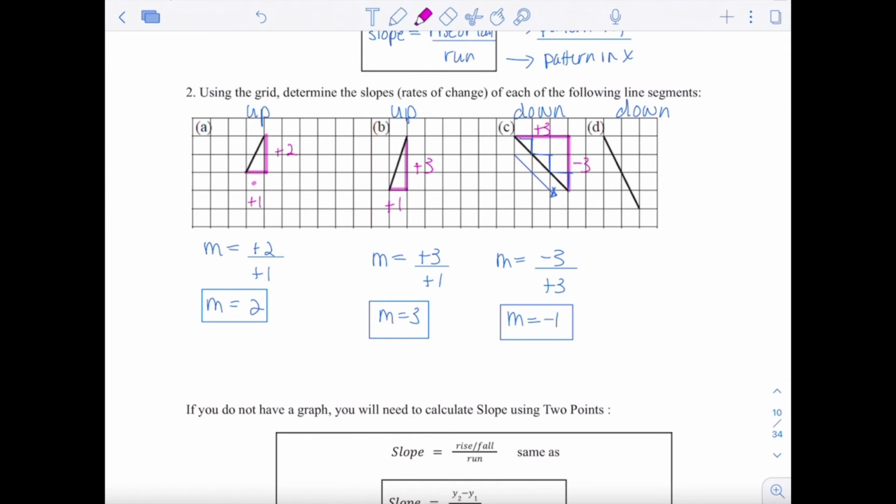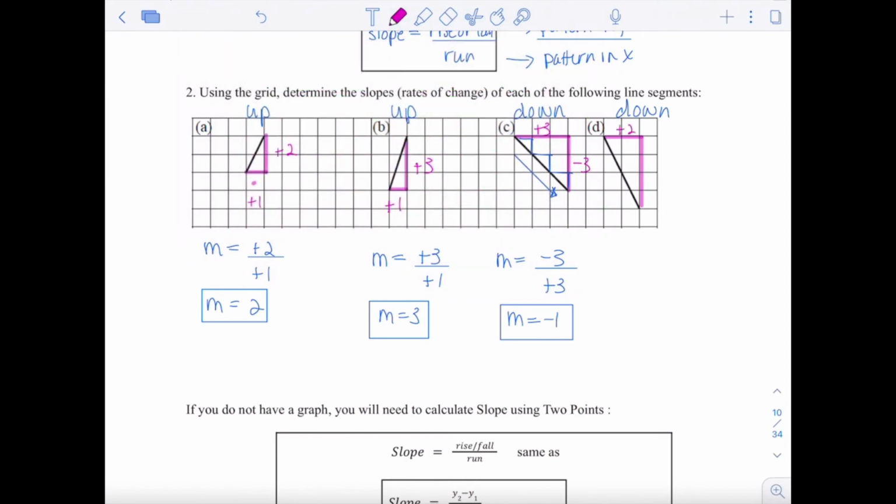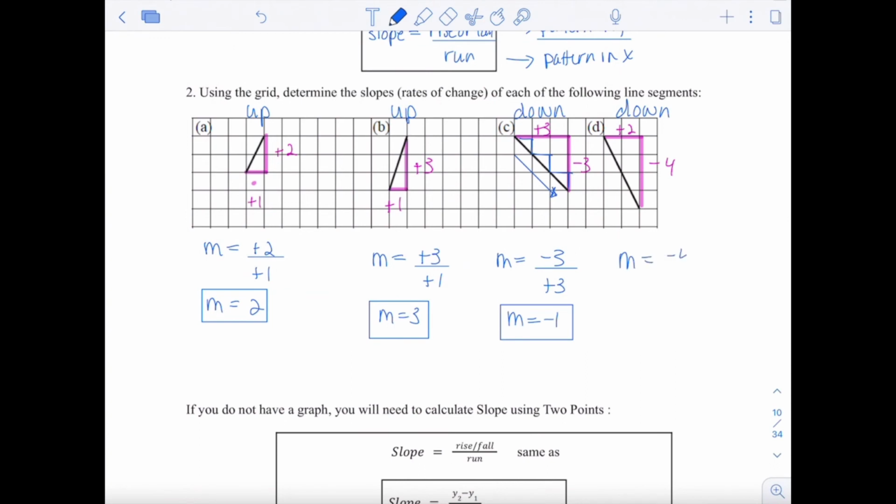Same deal here. I'm not going to go this way, because then it looks like a rise. I have to go from left to right with my run and then down with my fall. This is plus 2, minus 4. So my slope is negative 4 over positive 2, negative 2.